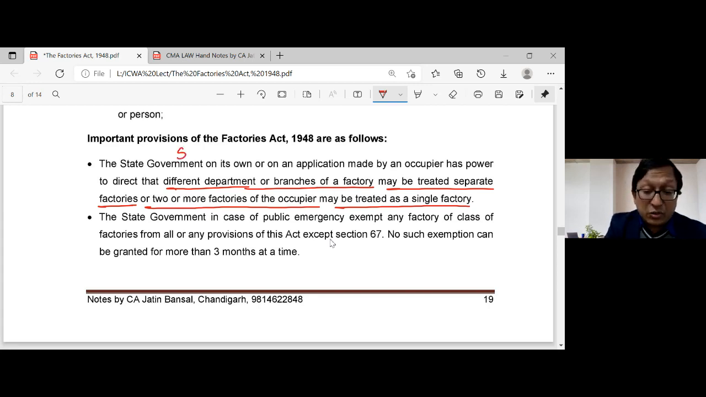The State government can do it suo moto, on its own, or on an application. Sometimes the occupier makes an application that these two factories of his should be treated as a single factory, or that these be treated as two different factories, or that a unit or division of the factory be treated as a separate factory. So he can apply, and it is up to the State government what they do.